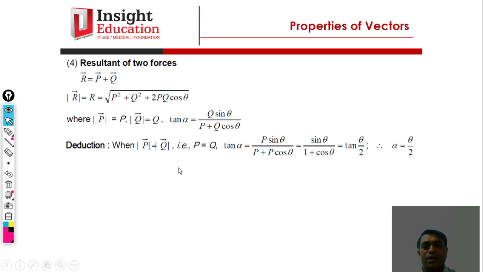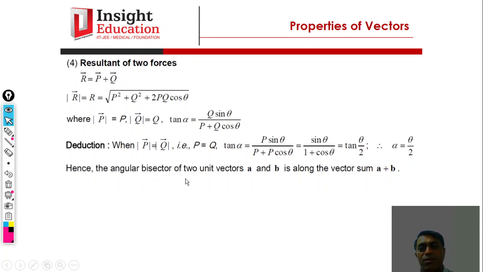Okay, so if mod of P is equal to mod of Q, if the two vectors are equal, it means P is equal to Q. So in this case, tan alpha is equal to P sin theta upon P common, so sin theta upon 1 plus cos theta. So 2 sin theta by 2 cos theta by 2, over 1 plus cos theta which is 2 cos square theta by 2. Cos theta by 2 cancels, so tan theta by 2. So alpha is equal to theta by 2. It means the resultant is the bisector of the two vectors. Hence the angular bisector of two unit vectors A and B is along the vector sum A plus B.